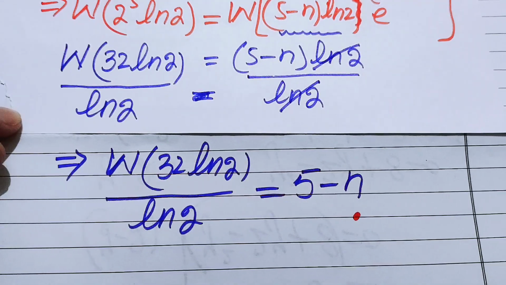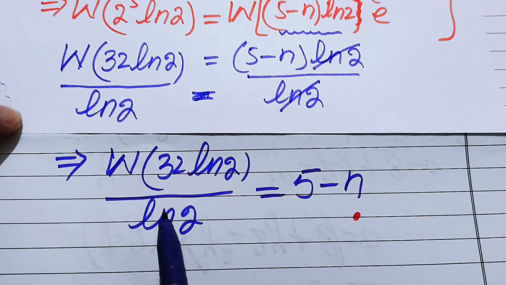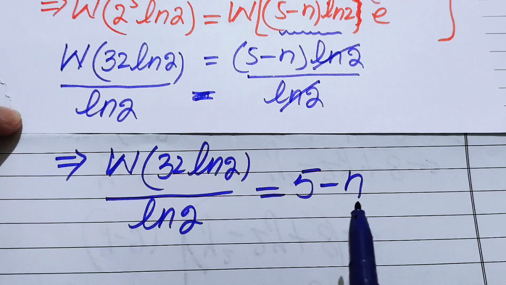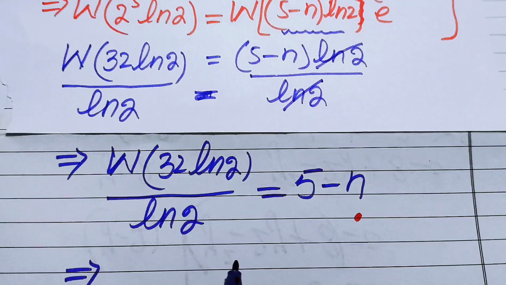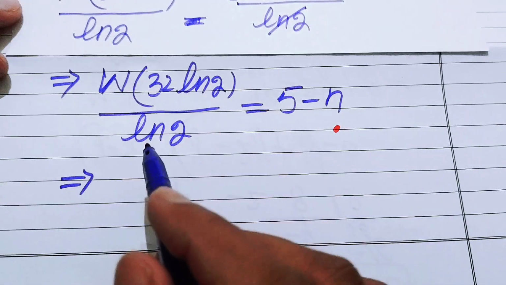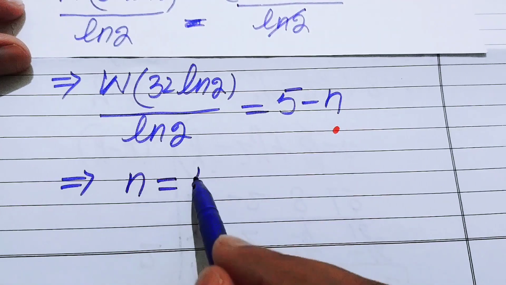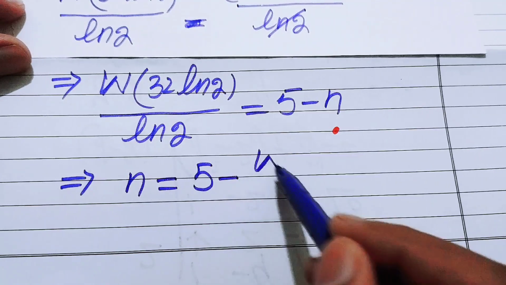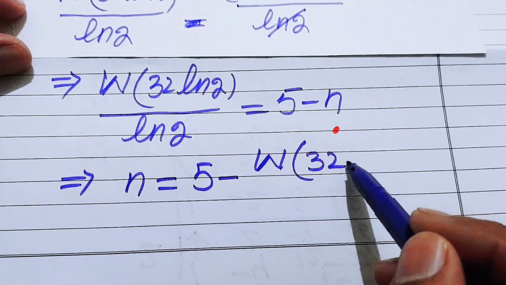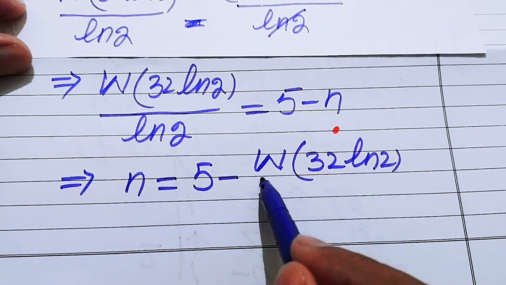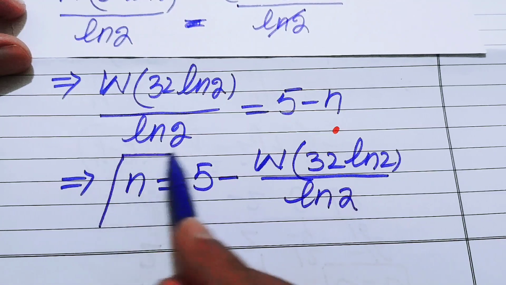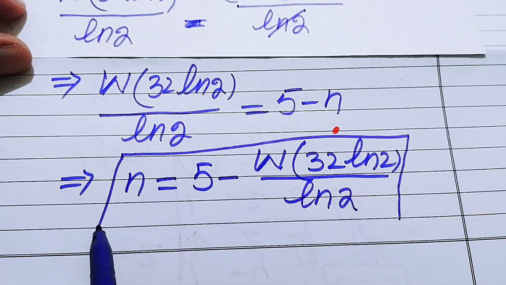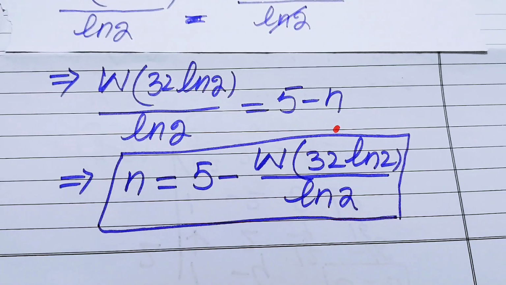And now here we find the value of n, so that we move this minus n to the left hand side, and we move all the terms from the left hand side to the right hand side, and we will get the value of n in the form of n equals 5 minus W of 32 times log 2, and this whole over log 2. So this is our final conclusion of this problem, and this is the final answer of this problem.